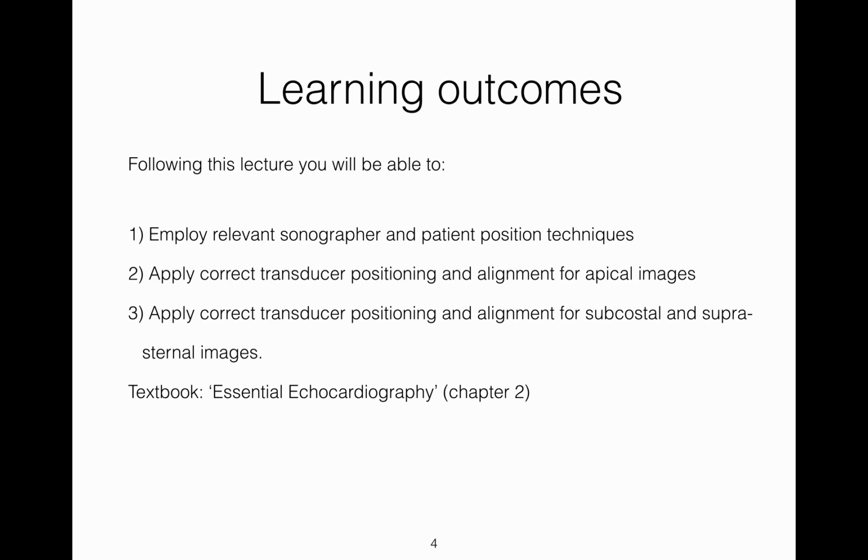Learning outcomes. Following this lecture, you will be able to: 1. Employ relevant sonographer and patient position techniques. 2. Apply correct transducer positioning and alignment for acquiring apical images. And 3. Apply correct transducer positioning and alignment for subcostal and suprasternal images. I recommend that you refer to and read Chapter 2 of Essential Echocardiography to support what is described in this lecture.